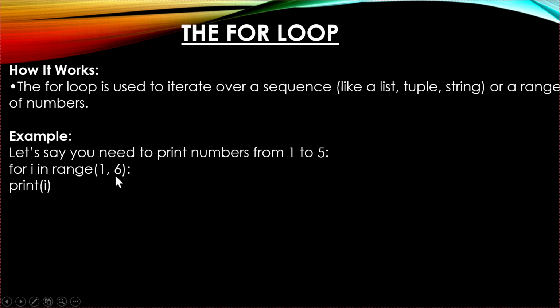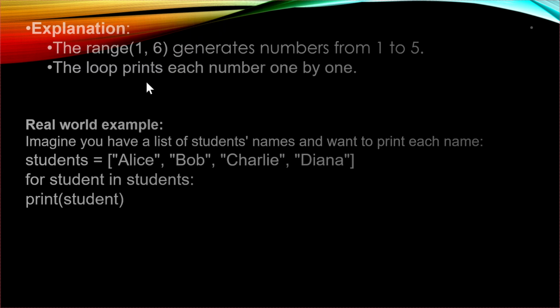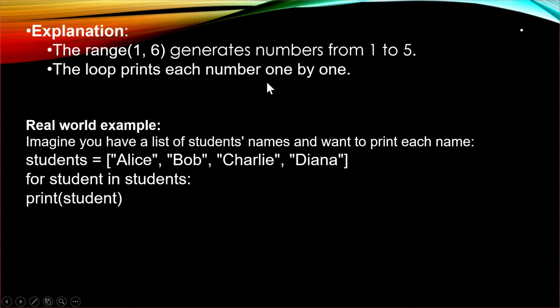So print i will come. So what will the output? The output seems to be from 1 to 5 only, a loop that prints each number one by one. So first 1, then 2, then 3, then 4, then 5, not 6, because 6 is the end point here. Okay, so we can see here a real world example.